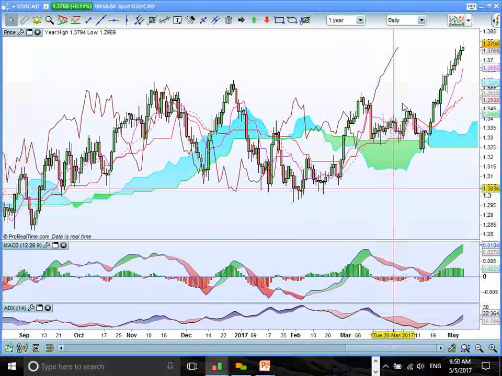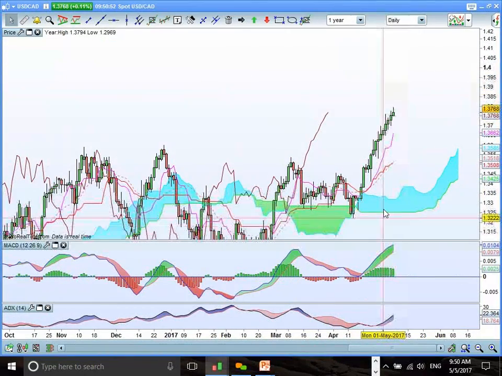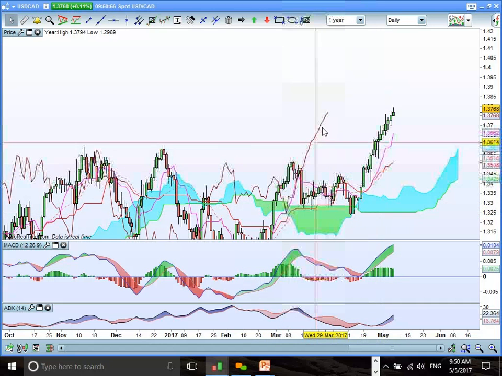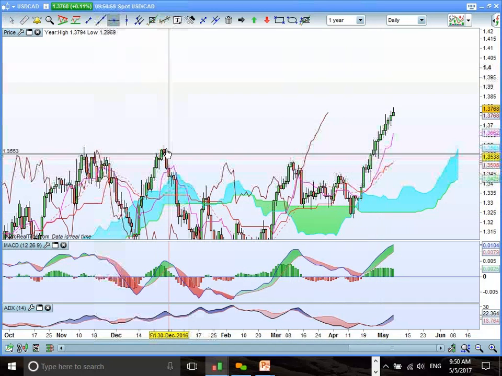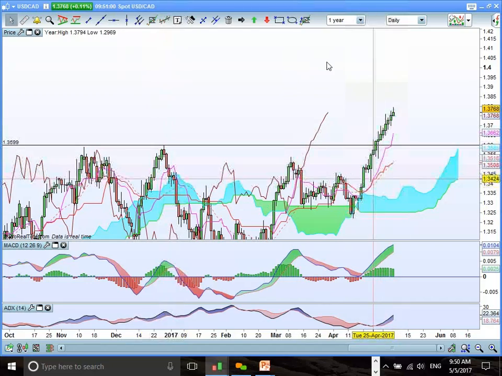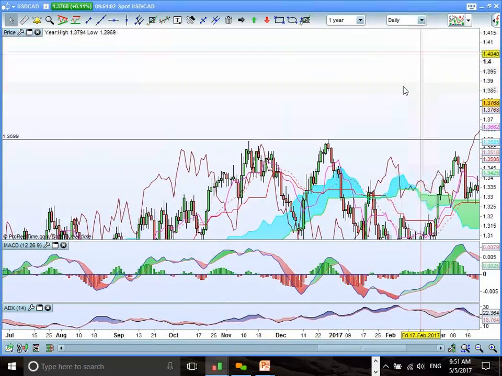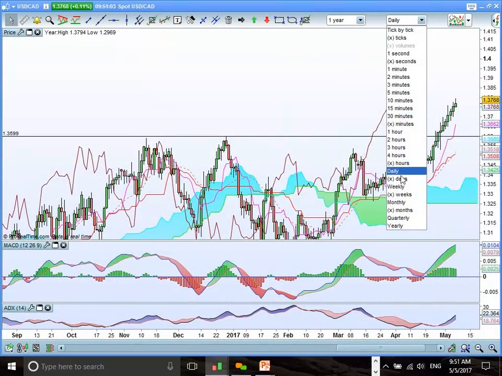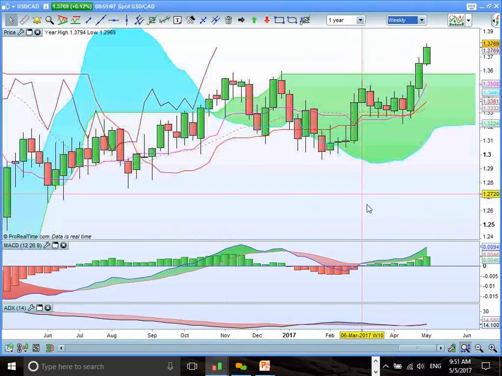US dollar CAD. Very, very strong rally after rebounding from the bottom end of the cloud here, front end cloud support. Very, very strong rally. Took out the old highs, resistance levels, pretty easily. We're now going to look at the weekly to see where this rally can end.